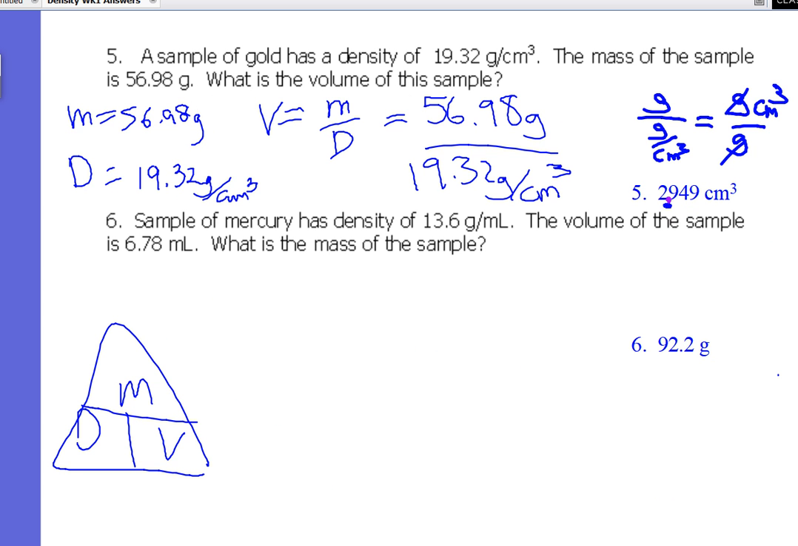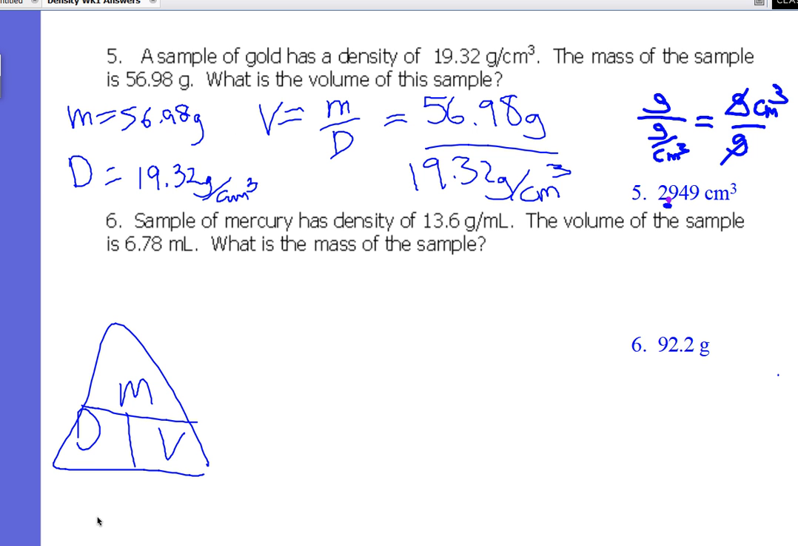Number 5. A sample of gold has a density of 19.32. That's very dense. A mass of gold is 56 grams. What is its volume? So a lot of kids mess this up. When you're solving for volume, it's mass over density.